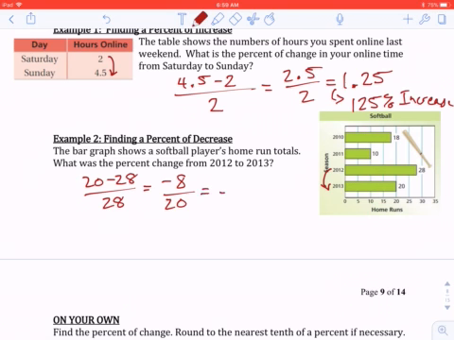When we divide that out, we end up with a negative 0.4, and the second you see that it's negative, you know that you're going to have a decrease. But when we rewrite it, we want to just write it as a positive 20%, but label it as a decrease in home runs. So there's a difference there. Again, positive is definitely an increase, negative is a decrease.